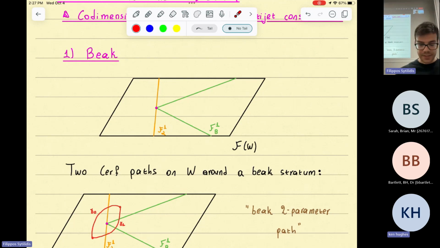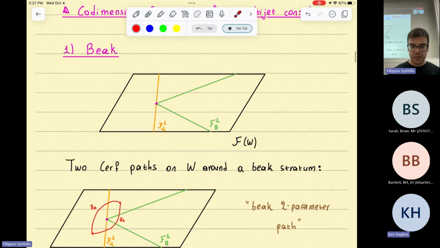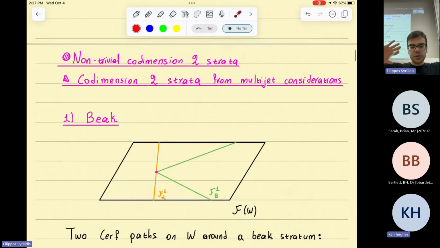Okay, hopefully you can see. So now we go to the big. So what does the big look like? I'm saying the non-trivial codimension strata, I will again separate them into two categories.